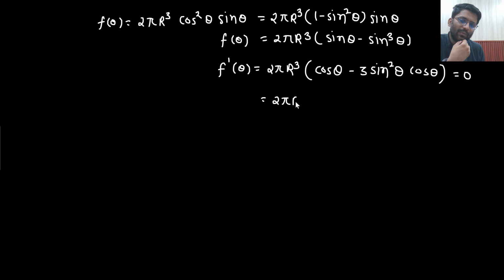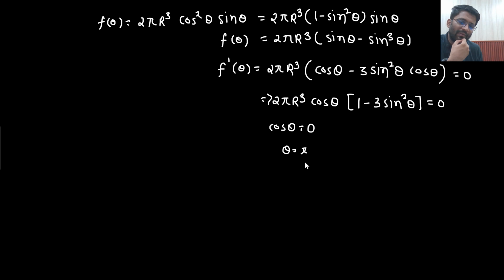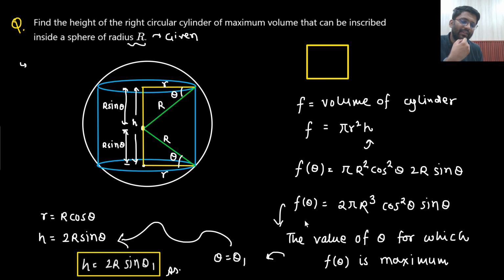So 2 pi r cube cos theta you take common, 1 minus 3 sine square theta equals to 0. From here someone would say that sir, cos theta equals to 0, that means theta would be equal to pi by 2. Not possible, no? Theta equals to pi by 2 means this line has to be straight, which is not possible.